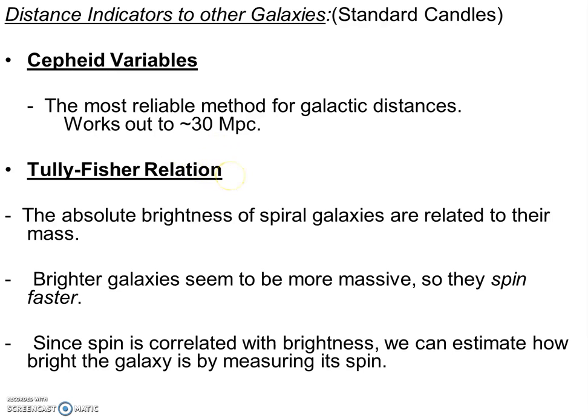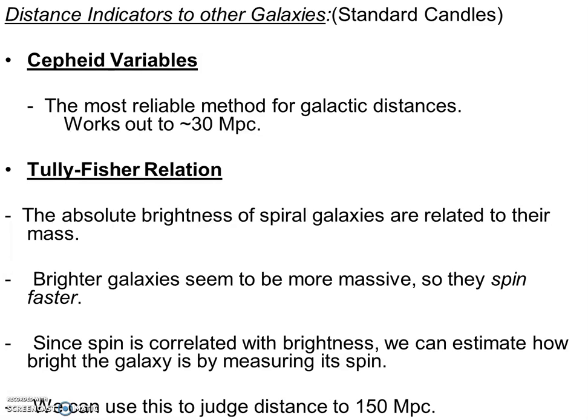So we can easily measure its spin using the Doppler shift, and then we can use this method to judge distances out to about 150 megaparsecs. Okay, again, 150 megaparsecs is roughly half a billion light years away. So basically, we use the galaxies themselves to figure out the distance to the clusters in which they are embedded.